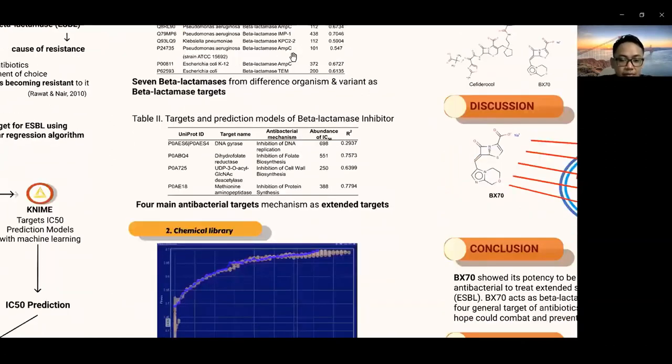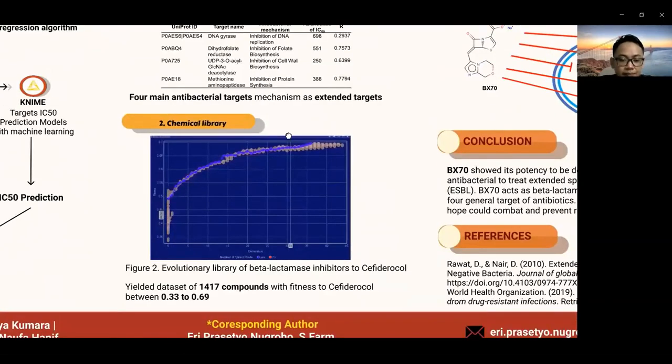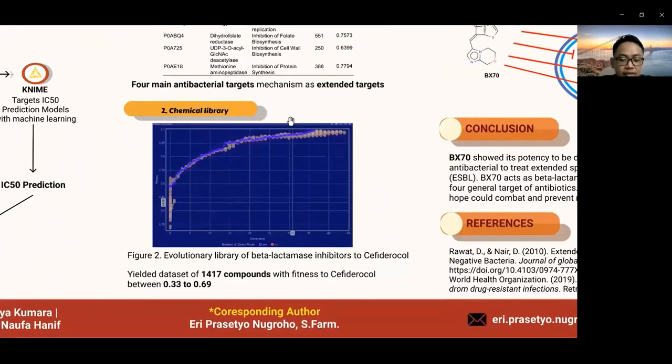Result number 2, chemical library. We tried to find potential compounds to target those 11 proteins. The evolutionary computation yielded a data set of around 1,000 compounds with fitness criteria to cefiderocol, namely of potent antibiotic, between 0.30 to 0.6.